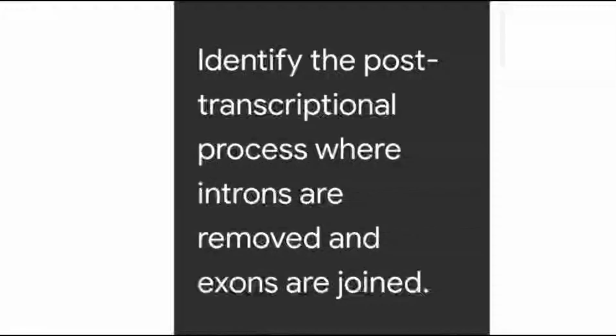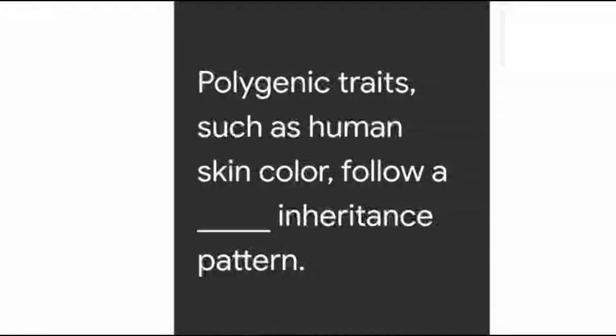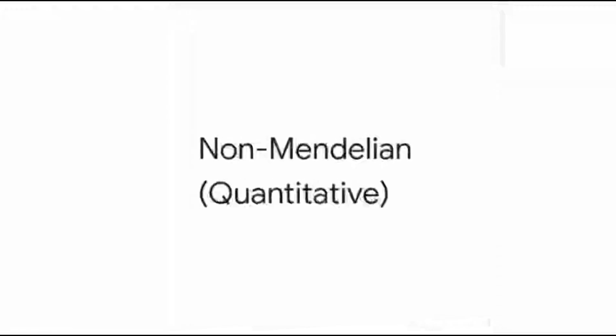Then identify the post-transcriptional process where introns are removed and exons are joined. That is splicing. What happens in splicing? The introns are removed and exons are joined. Now polygenic traits such as human skin color follow dash inheritance pattern. That is non-Mendelian, that is quantitative inheritance pattern.